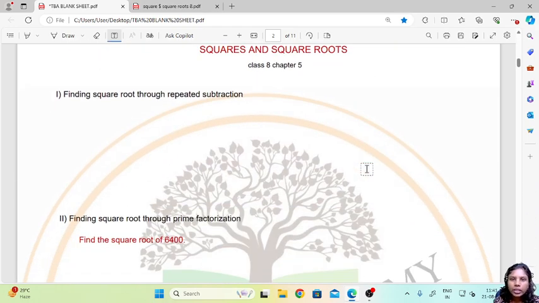So now in today's video we will learn about the different methods to find the square roots of any given number. The first method to start with is finding the square root through repeated subtraction.